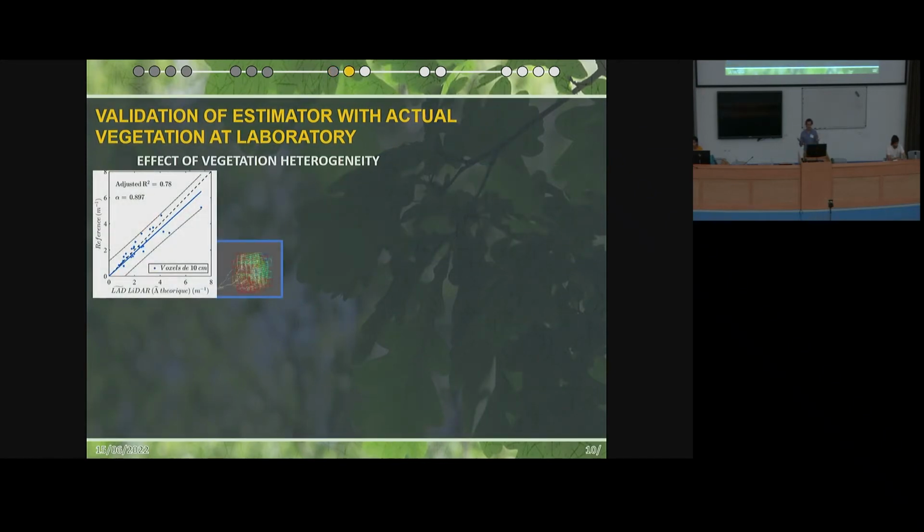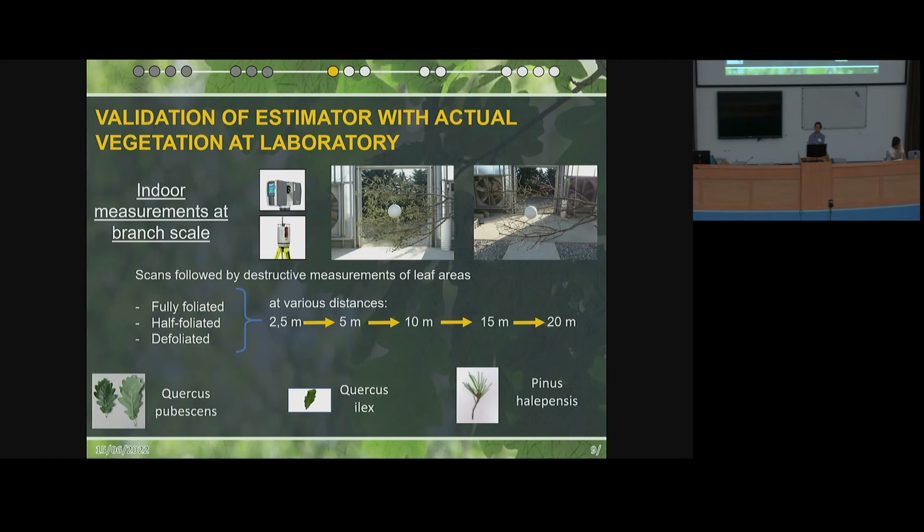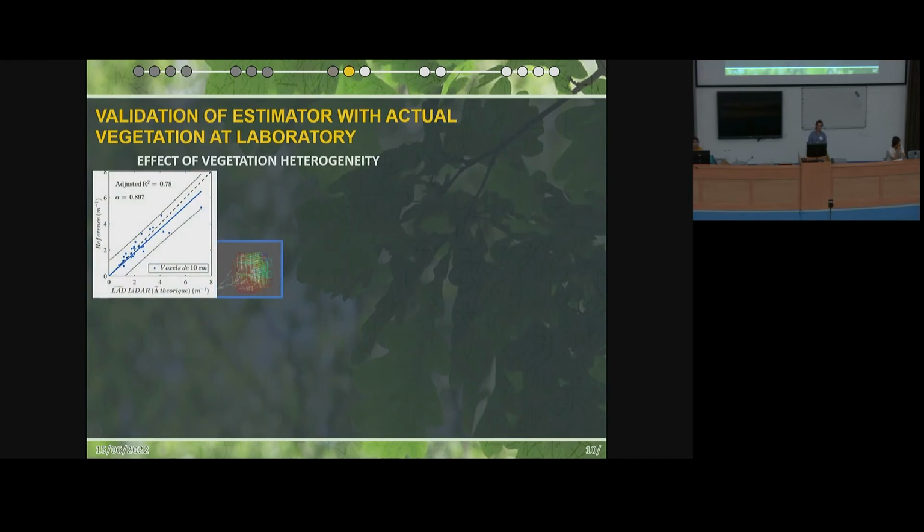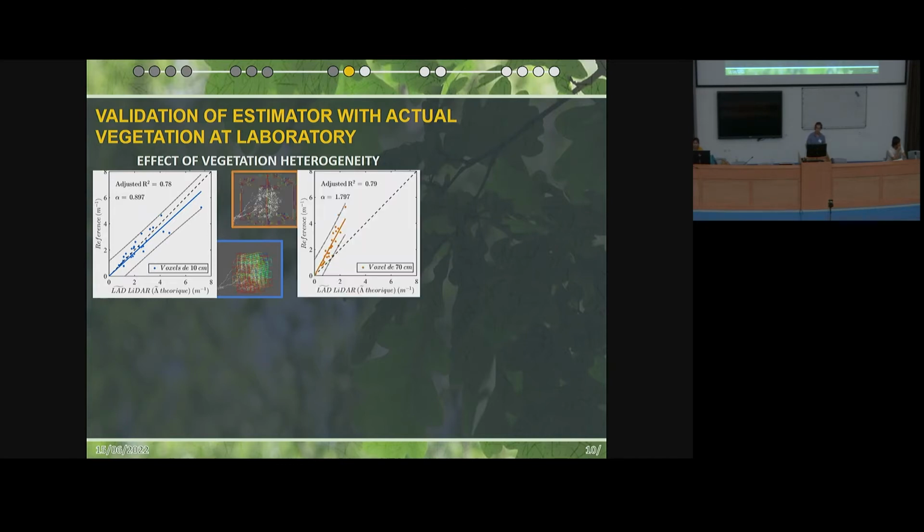With a 10 centimeter voxel, we had quite good results, because, what I forgot to say, there was a destructive reference of those branches, of course, to evaluate our estimator. With the 10 centimeter voxel, the results were almost unbiased. But when you use, for example, a 50 centimeter voxel, you introduce a clumping effect with large underestimation.